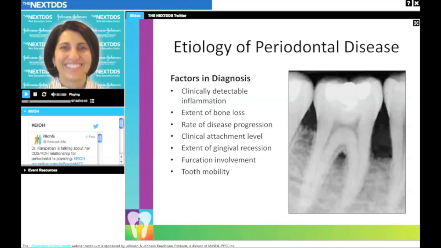I also like to look at bleeding. So when I'm probing the patient, I always like to make a note of the bleeding. Is it generalized? Is it localized? Where does the bleeding occur?